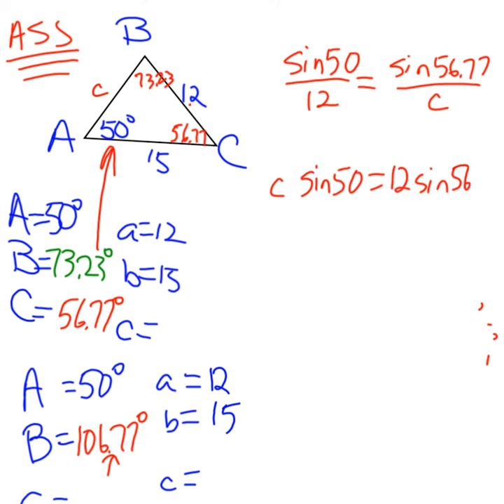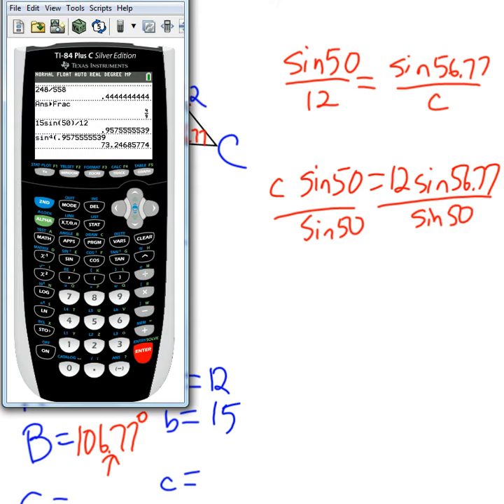Again, to solve for c, I'd cross multiply, so c times the sine of 50 equals 12 times the sine of 56.77. So I was solving for side c, and I had come to this part of the equation. Now I divide both sides by the sine of 50 degrees to get c alone. And I type this into my calculator: 12 times the sine of 56.77. Don't forget to close your parentheses off. Divided by the sine of 50.